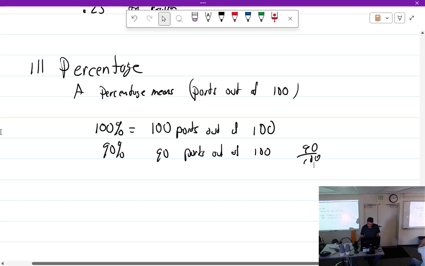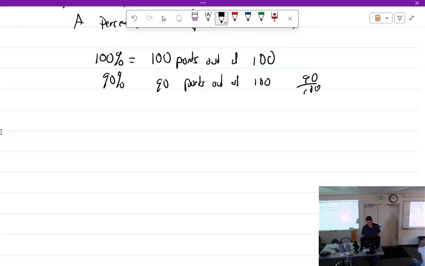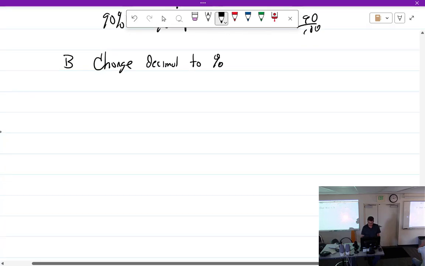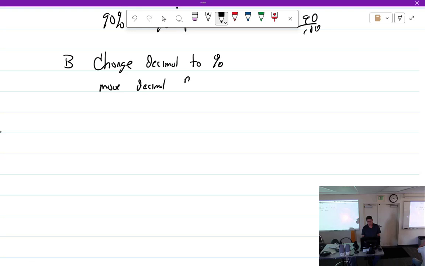The thing about this is, you have to remember to change the decimal place, and that's all you have to do, but yet somehow we mess it up so bad. So, just like my spelling, C-H-A-N: change decimal to a percent. We are going to move the decimal 2 spaces. Which way? To the right. And add zeros.